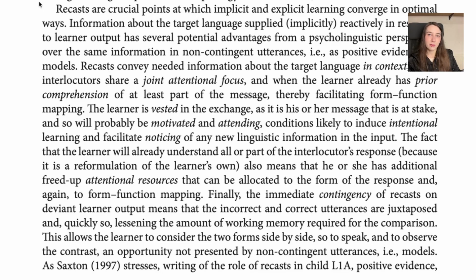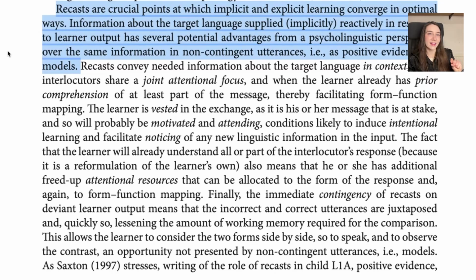Information about the target language supplied implicitly, reactively in response to learner output has several potential advantages from a psycholinguistic perspective over the same information in non-contingent utterances, i.e. as positive evidence or models. So here he's saying, correcting someone is better than modeling the correct sentence. So they will learn more from you giving them negative feedback than them getting the correct model before they try using the language themselves. Okay, so why is that?